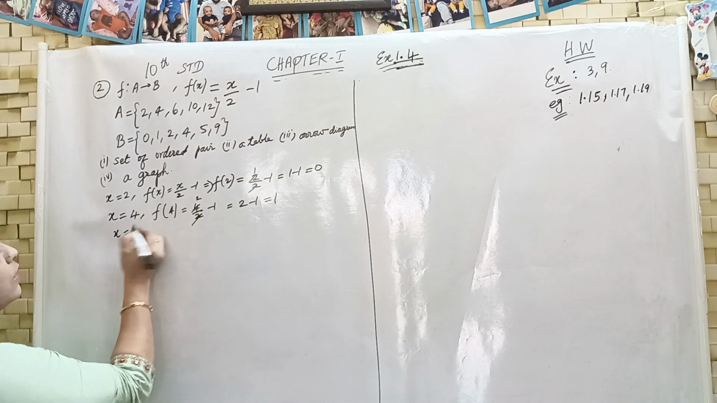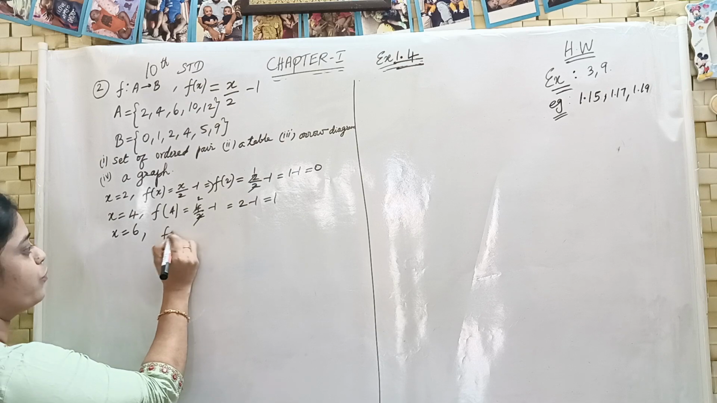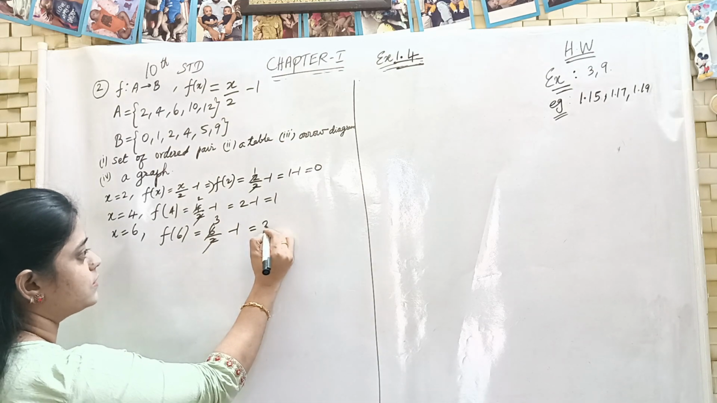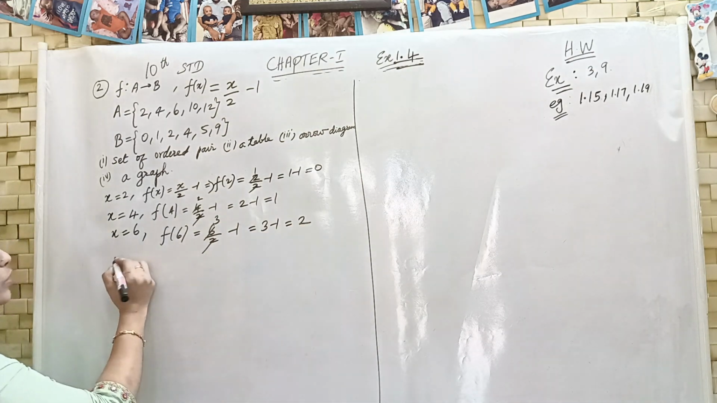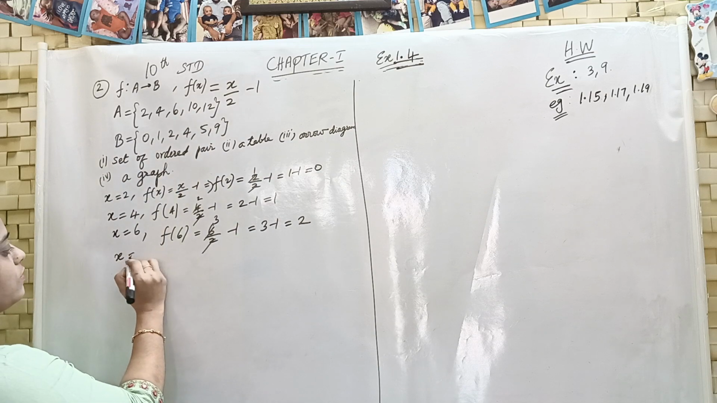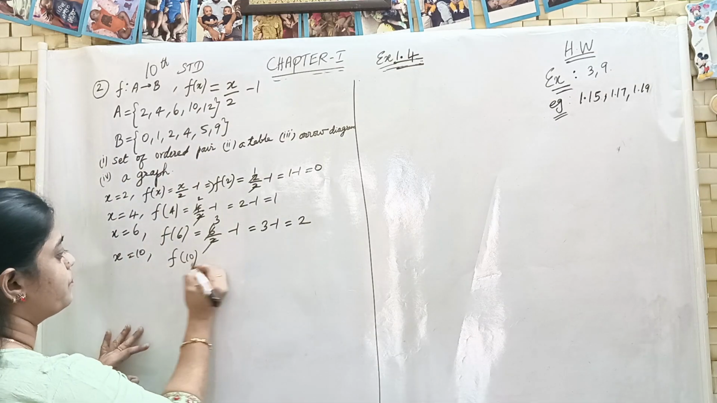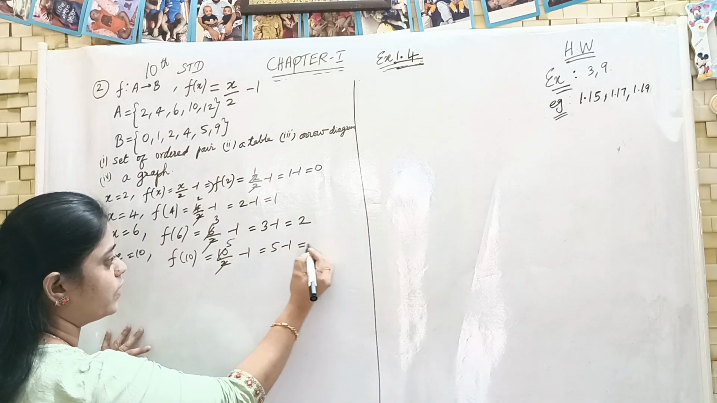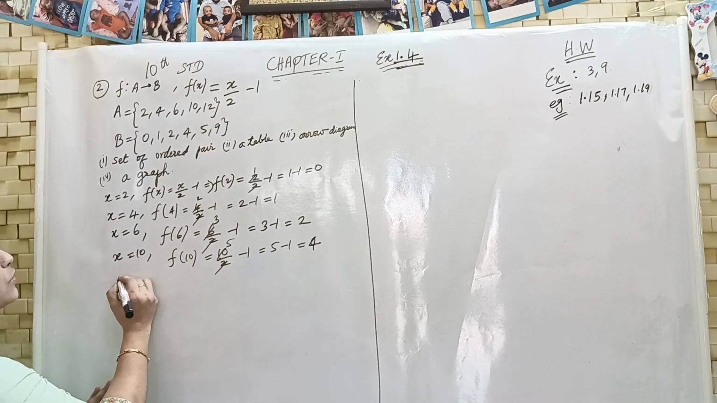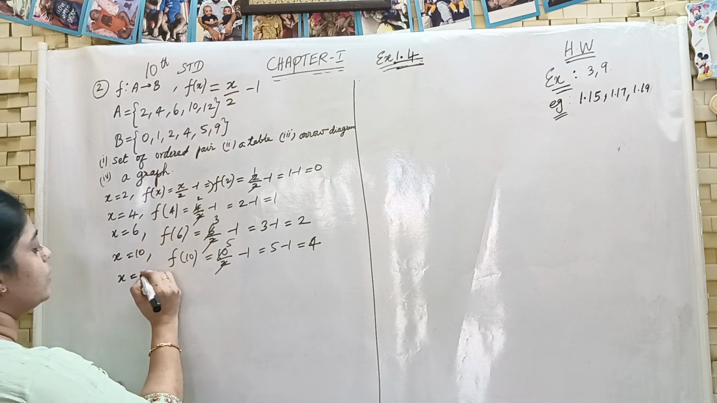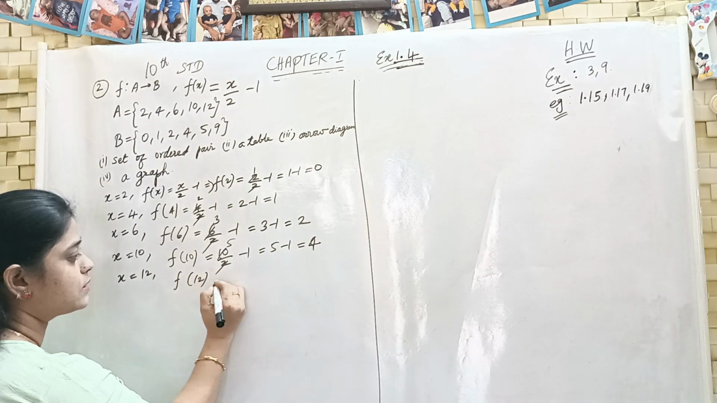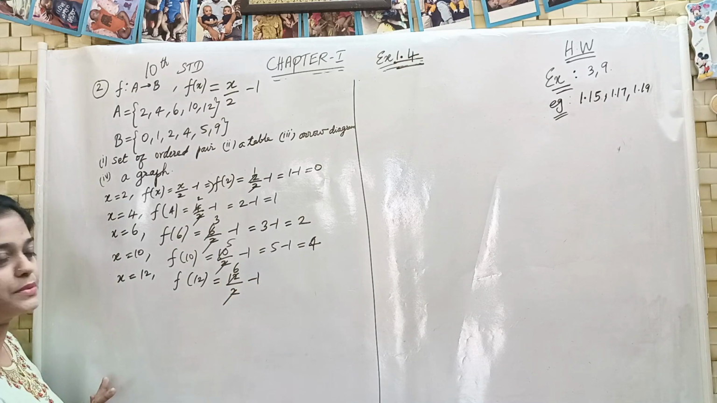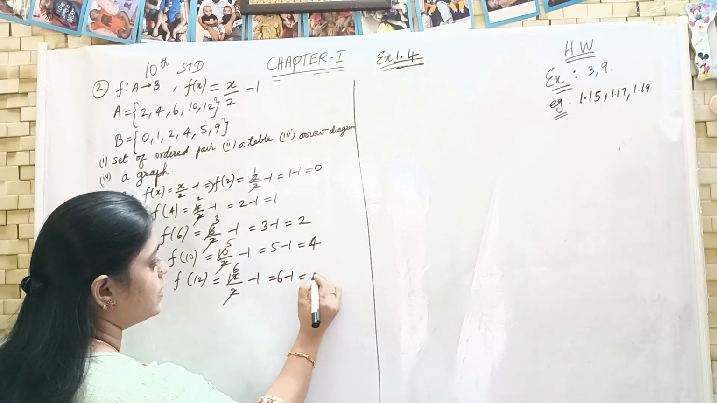So next value x is 6. F of 6 is 6 by 2 minus 1. It is cancelled, 3 minus 1. It is 2. So next x is 10. Your f of 10 is 10 by 2 minus 1. It is 5 minus 1, 4. So next value x is 12. So f of 12 is 12 by 2 minus 1. Getting cancelled 6 times. So 6 minus 1 is 5.